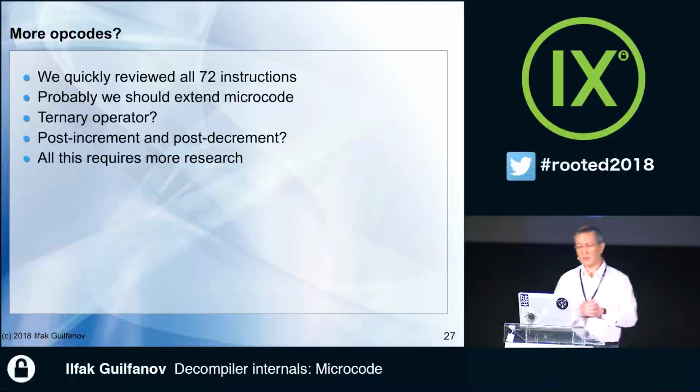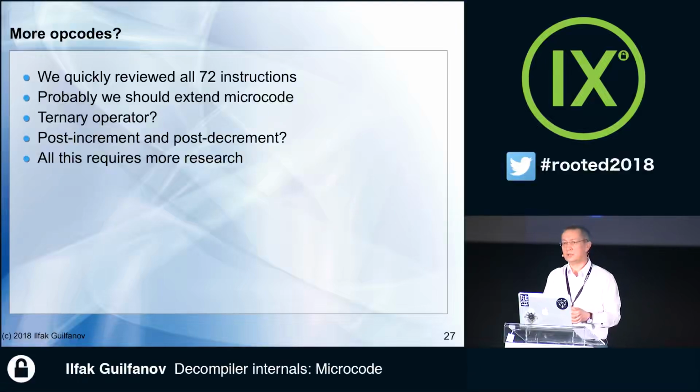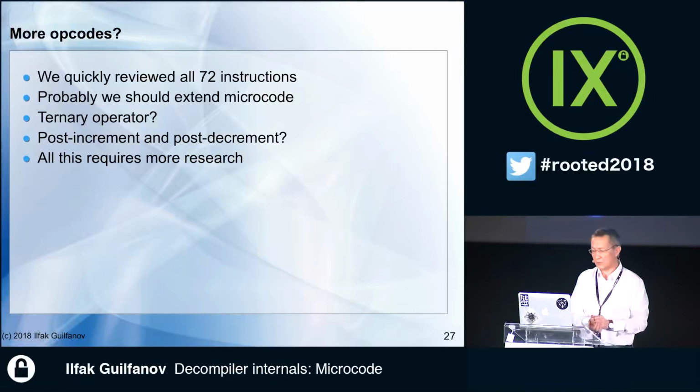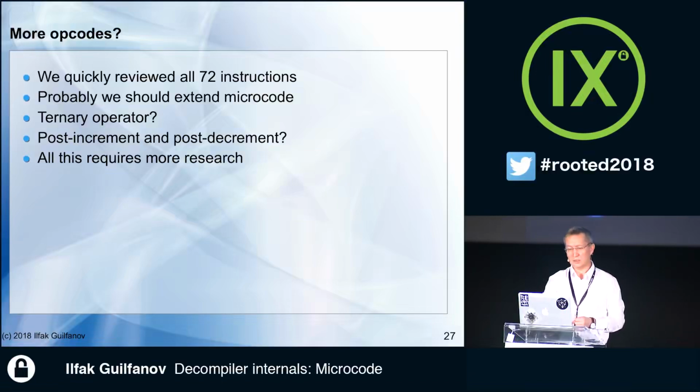You see that we don't have that many instructions, only 72. Maybe we could extend the microcode to be more powerful, but right now we don't feel the need. It looks good, and it is really good. I mean that it can represent real-world programs. If you have used our decompiler, you know that it does a really good job for compiler-generated code.